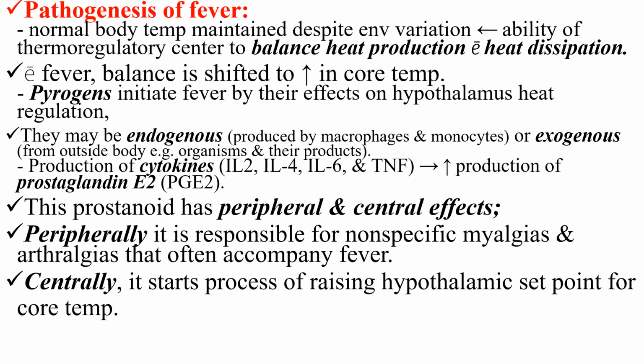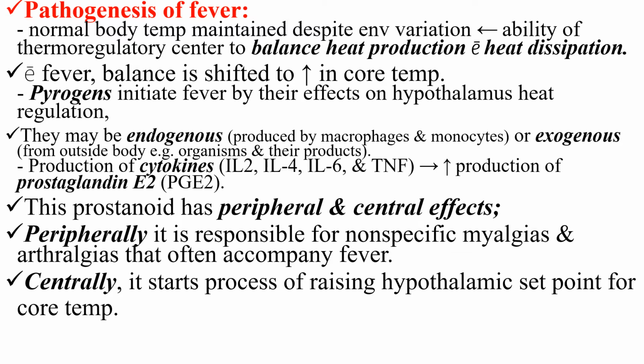They may be endogenous pyrogens, produced by macrophages and monocytes, or exogenous, from outside the body, like organisms and their products. Production of cytokines IL-2, IL-4, IL-6, and TNF. These are the cytokines. So production of cytokines will lead to an increase in production of prostaglandin E2, PGE2.